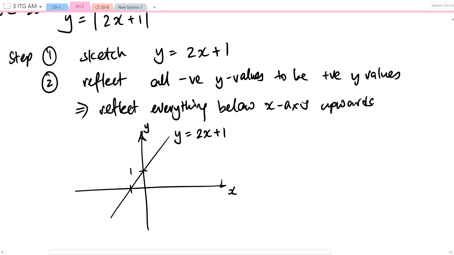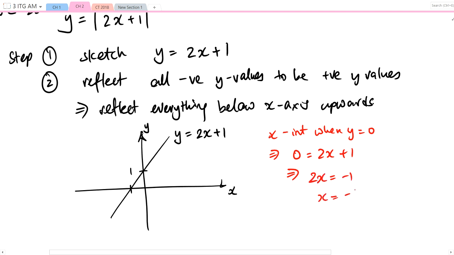Take note that this over here, we need to find out this value over here on the x-intercept. So x-intercept when y equals 0. So 0 equals 2x plus 1. Take note I'm trying to find the x-intercept for the graph of y equals 2x plus 1, not the modulus. So this tells me that 2x equals negative 1 and x equals negative half. Okay, so this value over here is negative half.